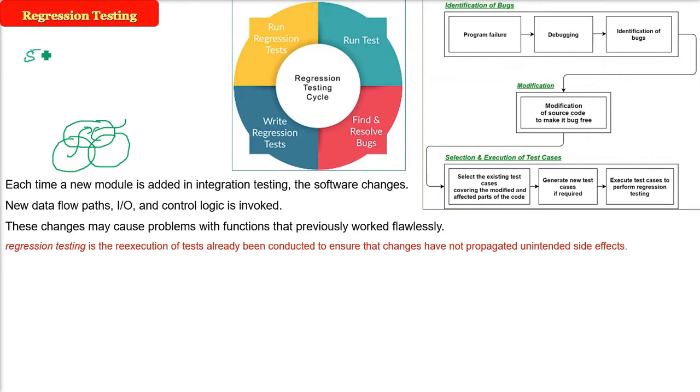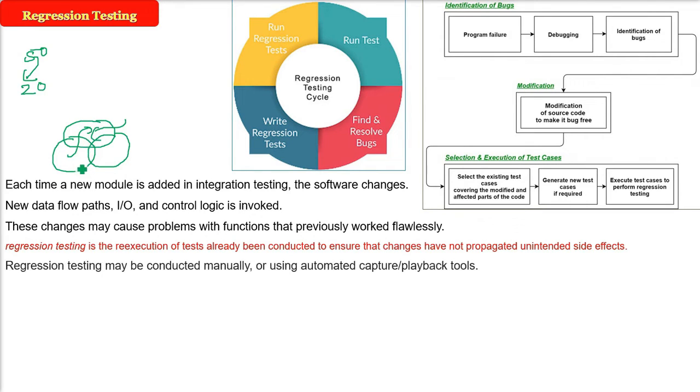That is, if we have around 50 tests, we take around 20 of these. 50 already chosen, done, 20 we choose. So regression testing is re-execution of these 20 tests already conducted to ensure that these changes have not propagated unintended side effects. Regression testing is all about checking that some side effects are not there.